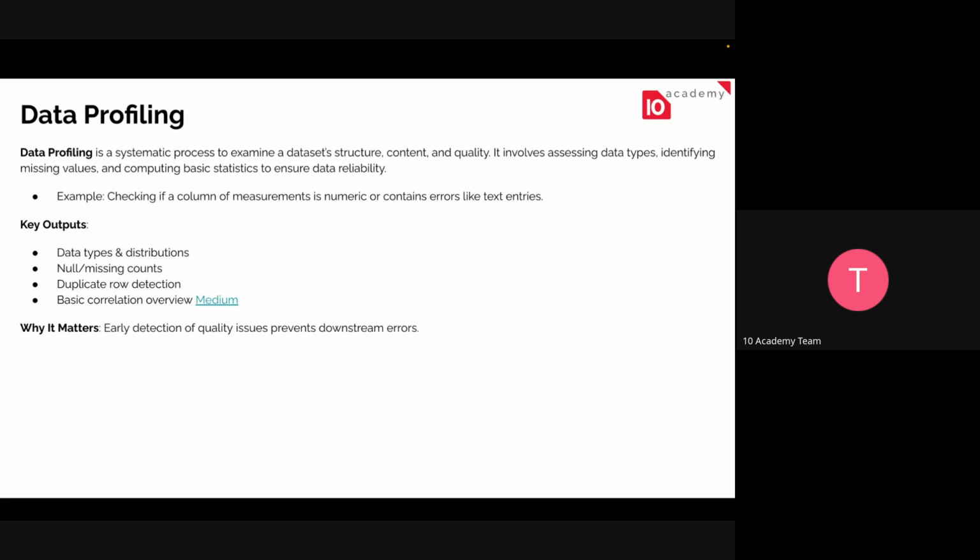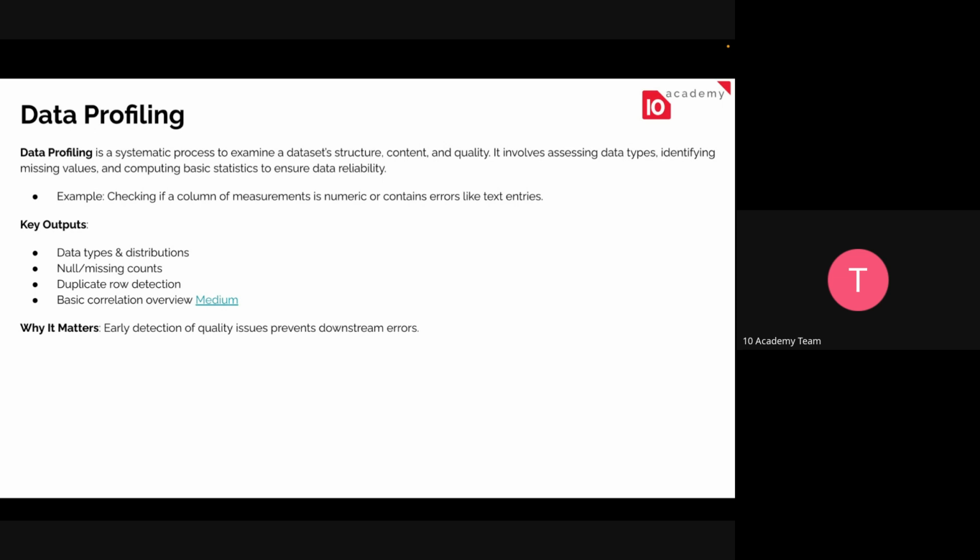So let's start with what data profiling is. Data profiling is just a systematic process to examine the data set's structure. What is its structure? How many rows, how many columns does it have? The content, what type of content is it? Is it numeric, or is it object, or qualitative and quantitative columns, and the quality? The quality means the distribution of the data, the values of the data. That's one thing to check the quality, and the second one is the number of missing values or null values.